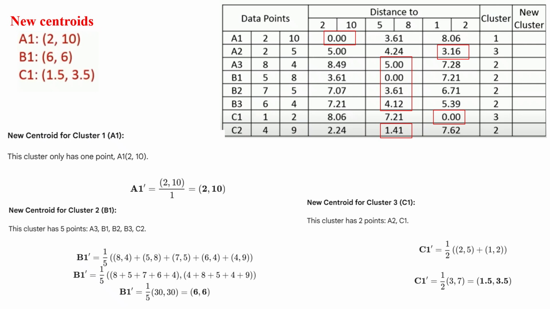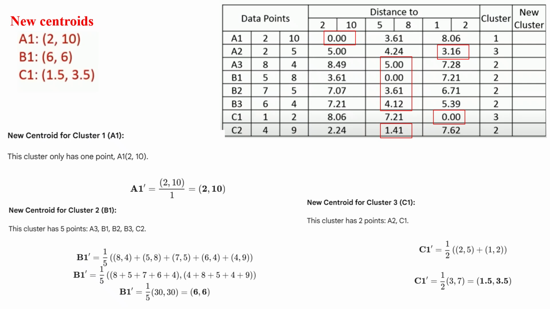Next, we have to find the new centroid. If you look at cluster 1, we had only A1 as the chosen cluster, so that is the centroid point for A1. Next, if you look at B, in total 1, 2, 3, 4, 5 times it is chosen, so we have to take all 5 data points. Then we have to take the average of all 5 to find the new centroid. So these are all the data points: 8, 4, 5, 8, 7, 5, 6, 4, 4, 9.